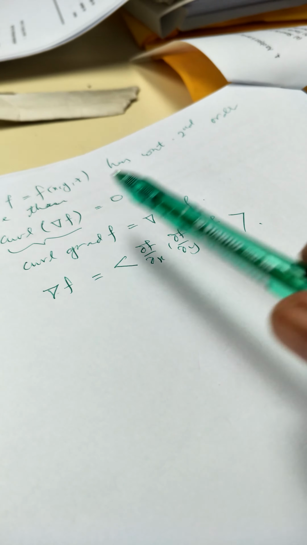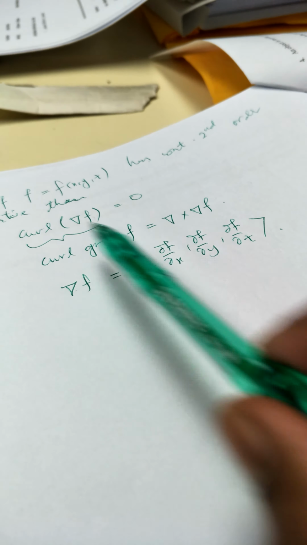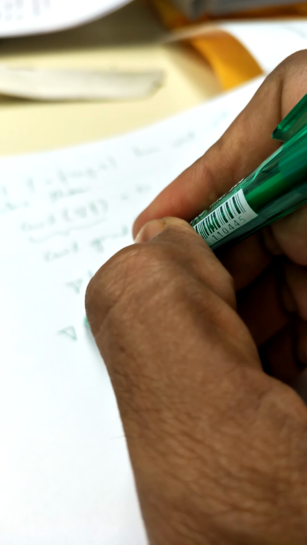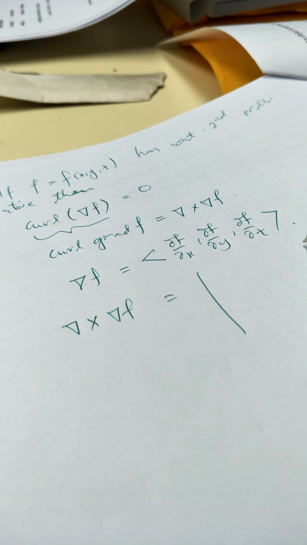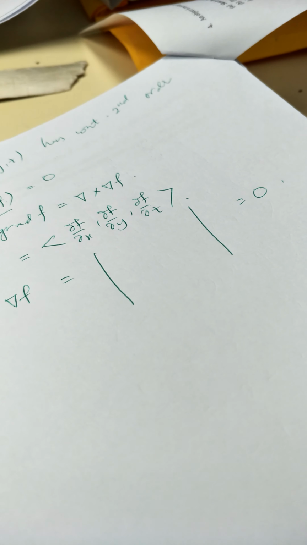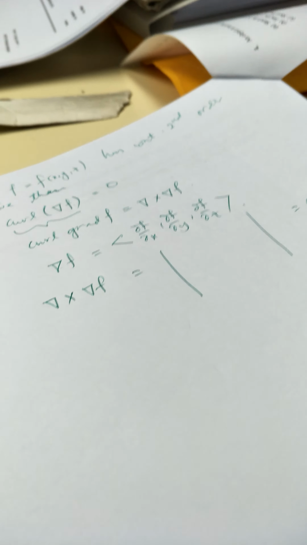So back to this, how to prove that. Where del f is there, then curl of del f is del cross that. So you just need to arrange those things. That will give you 0 straight away. So that's not a big deal. I leave it there.